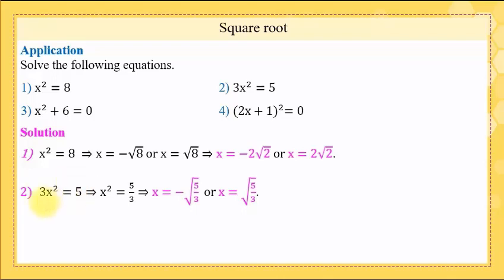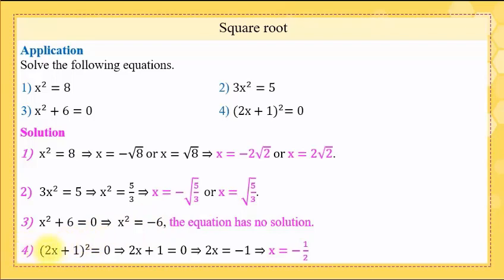The second one, 3x squared equal 5. We divide both sides of the equation by 3 to get x power 2 equals 5 over 3. Then x equal minus radical 5 over 3 or x equal plus radical 5 over 3, since a is positive, so we have two solutions. The third one, x power 2 plus 6 equals 0. We move plus 6 to this side, then we have x power 2 equals minus 6. This equation has no solution since a is negative.